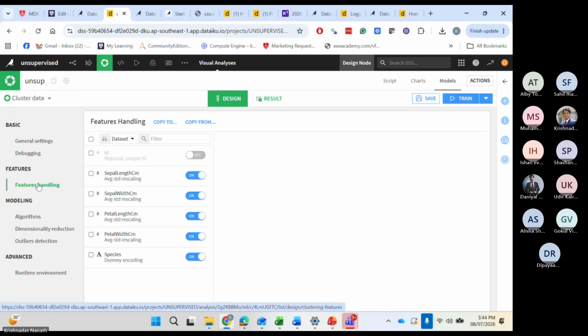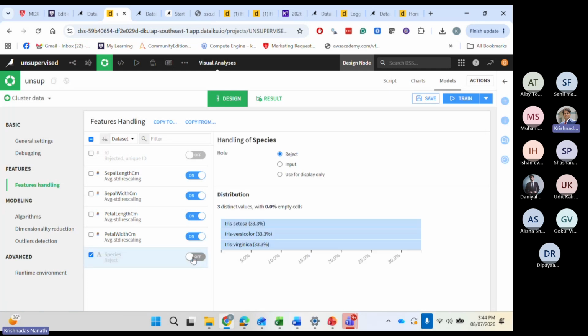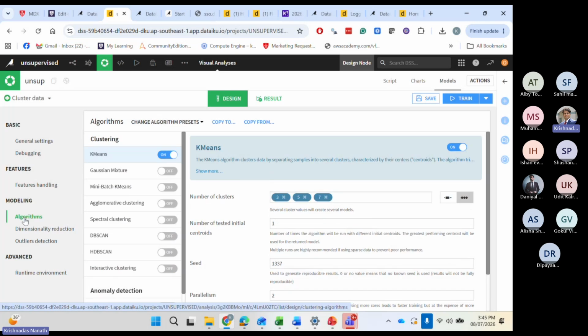species. We will not make your life easy. We are not going to tell you which category they actually belong to. That's for us to check how good the algorithm is. So essentially, we will have four things: sepal length, sepal width, petal length, and petal width. Only four things should be switched on. Anything else? Let me check the algorithms.